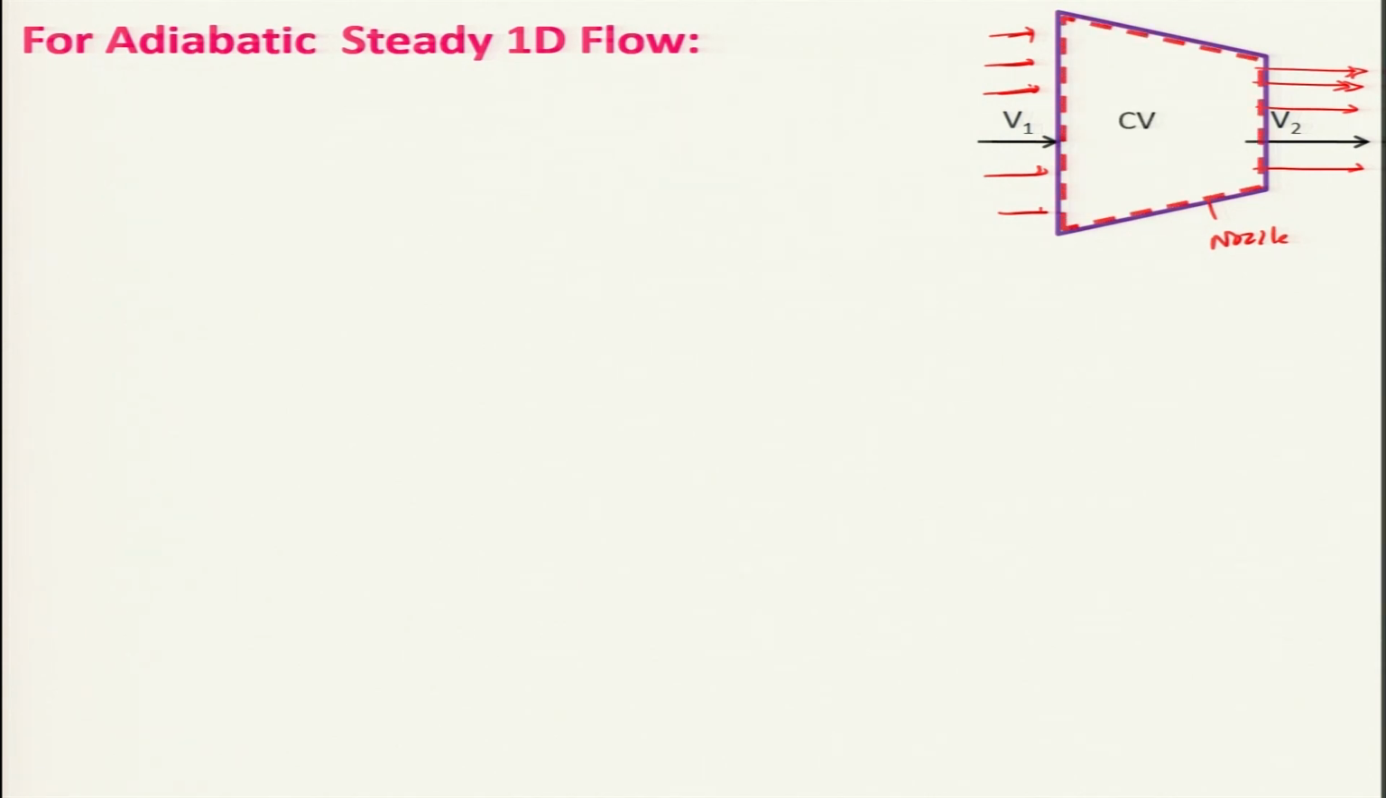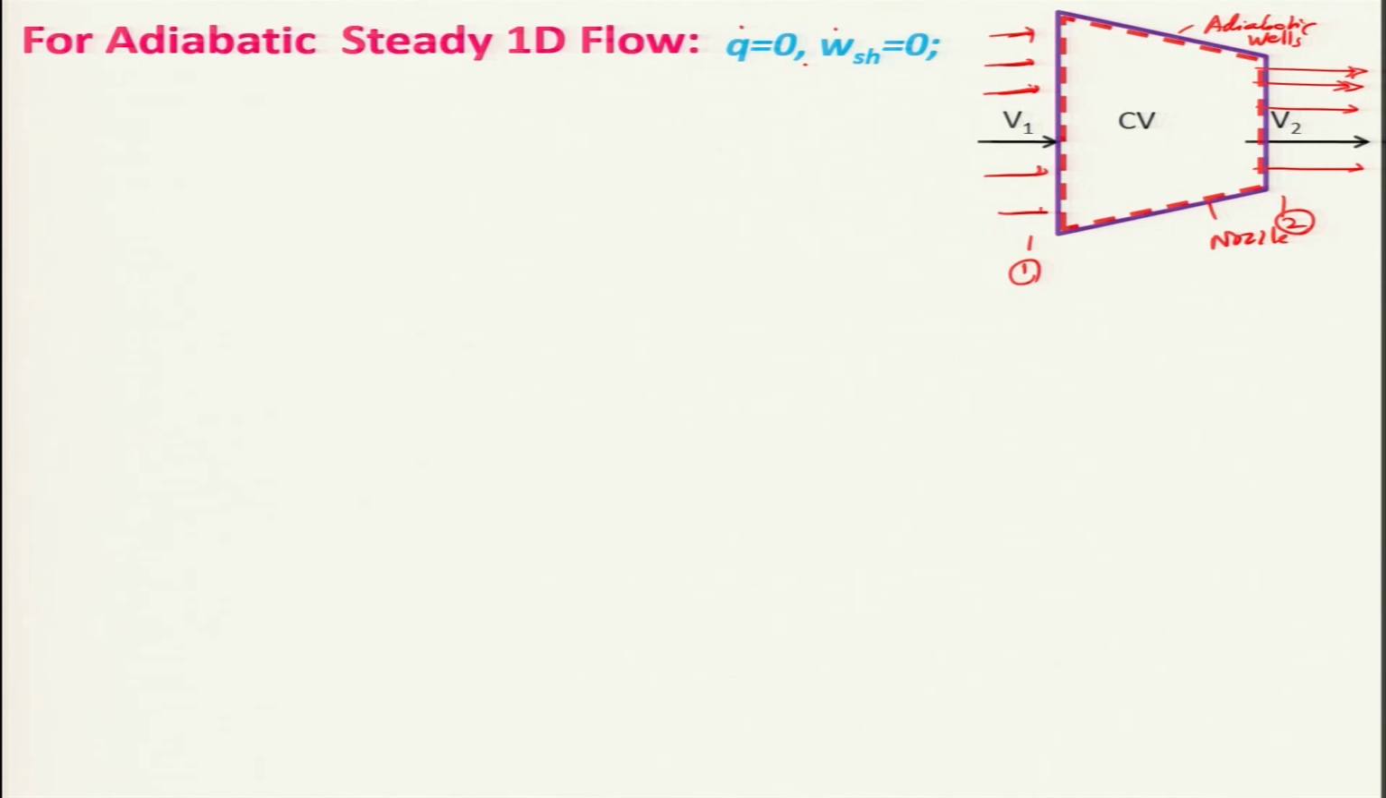Let us consider this is my control volume, and this is your station 1, and this is your station 2. In this case there is no shaft work, because there is no shaft making any work. Similarly, we are considering there is no heat interaction, because these are adiabatic walls. Therefore, q dot is equal to 0.